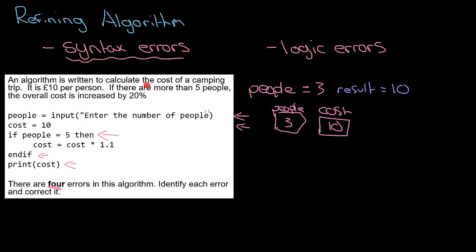An algorithm is written to calculate the cost of a camping trip. It is £10 per person, and I've said I've got 3 people. So the result is 10, but I should be getting 30. So I've instantly found a problem.